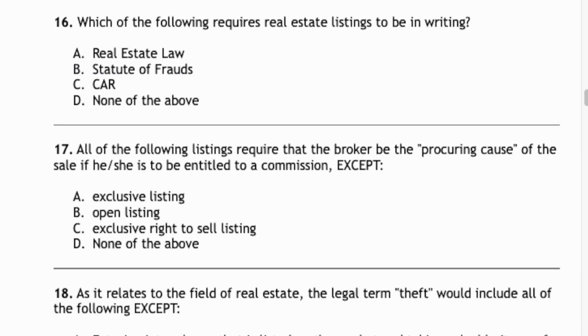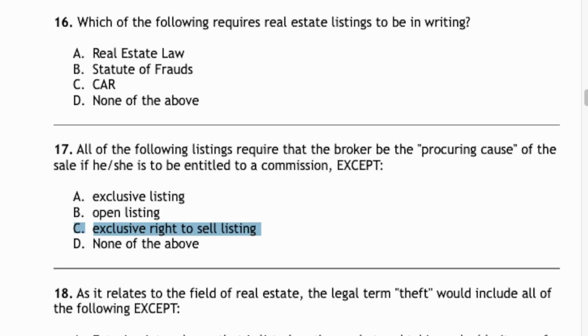17. All of the following listings require that the broker be the procuring cause of the sale if he or she is to be entitled to a commission, except A, exclusive listing, B, open listing, C, exclusive right to sell listing, or D, none of the above. All the following listings require that the broker be the procuring cause of the sale if they get a commission. The answer is C. That's the one you want.